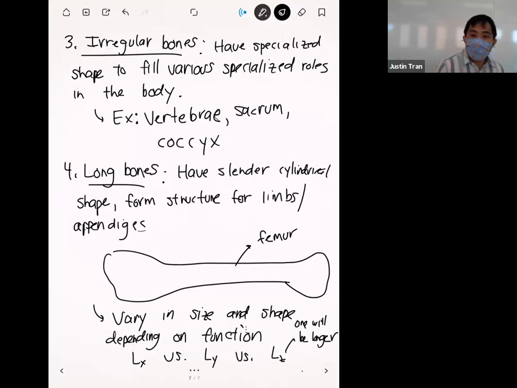All right, any questions on these? Okay. All right, and so that's bone geometry. So let's talk about how bones grow and develop.